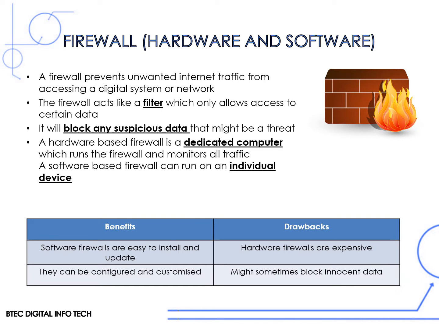There are lots of software-based firewalls which are free, and some come installed already on the system, like Windows Defender. The benefits of a firewall are that they're easy to install and update, particularly the software-based methods. They can be configured and customized to suit your needs. The drawbacks of a hardware firewall are they are expensive because it's a dedicated computer. You also might find that sometimes your firewall blocks innocent data.